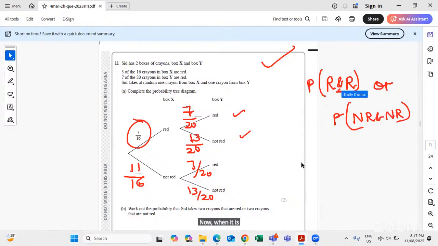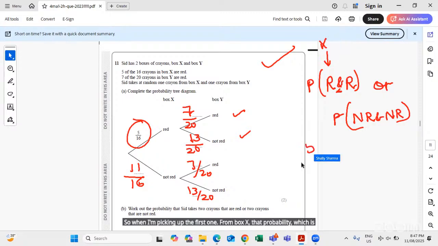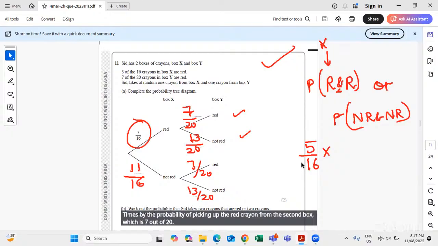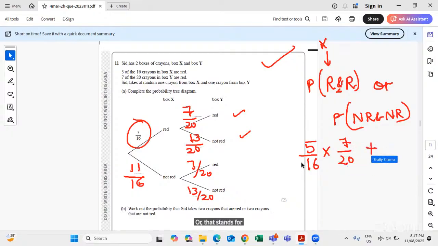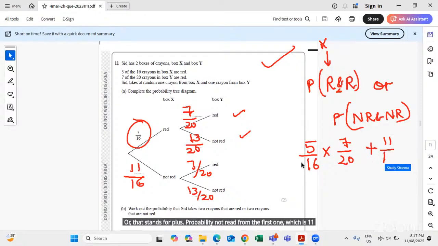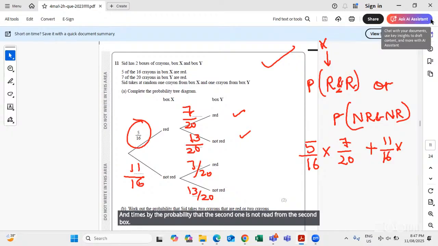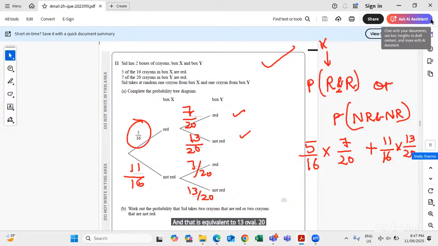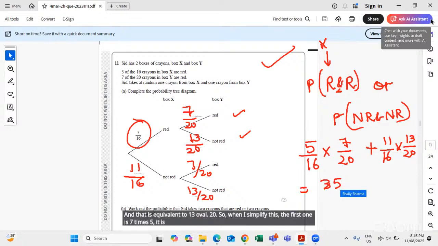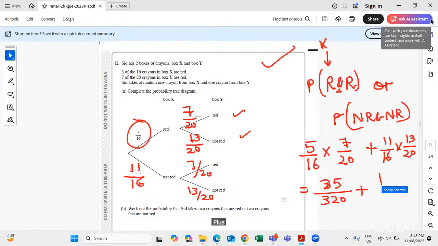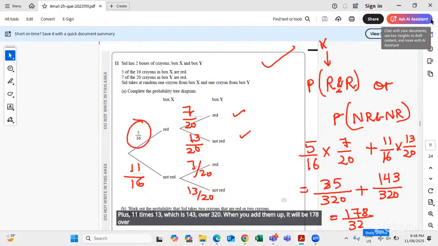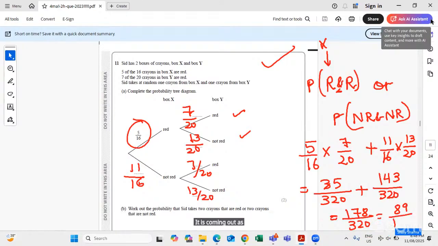Now, when it is 'and', that means we need to multiply the probabilities. So picking the first from box X, the probability is 5 out of 16, times the probability of picking a red crayon from the second box, which is 7 out of 20, or, which stands for plus, the probability not red from the first, which is 11 out of 16, times the probability that the second one is not red from the second box, which is 13 over 20. When I simplify, the first is 7 times 5, which is 35 over 320, plus 11 times 13, which is 143 over 320. When you add them up, it is 178 over 320, and we can simplify this to 89 over 160.